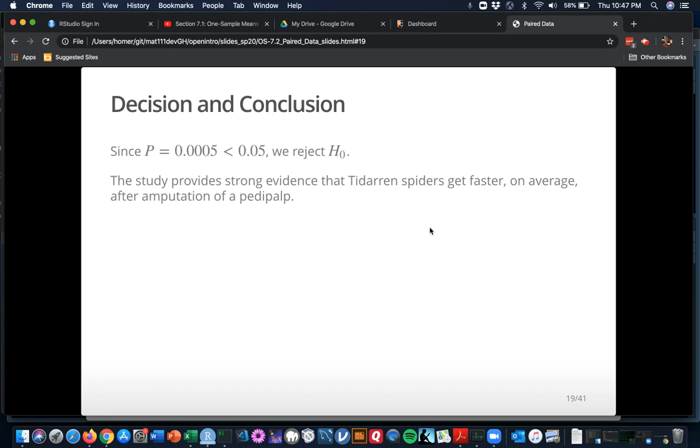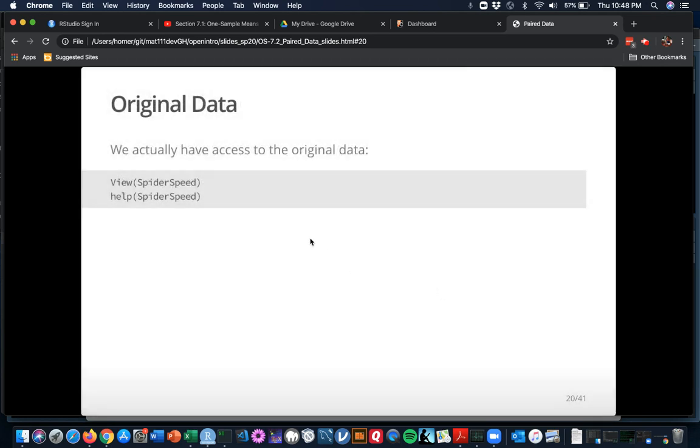And so, the pedipalps do slow the spiders down. We're pretty sure about that now. So whatever it is that keeps those pedipalps around in the genetics of Tadare spiders, I guess it's because they confer some other advantage on the spiders. Maybe they're useful for the spiders to grab things to eat or to fight well or something like that. But they sure don't help them run fast.